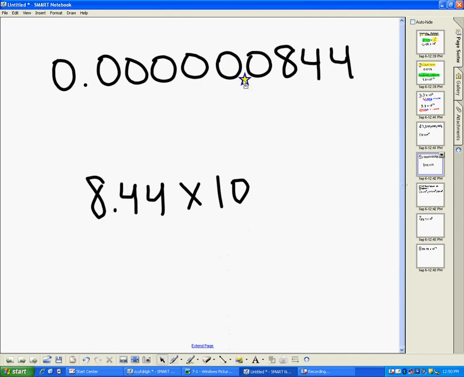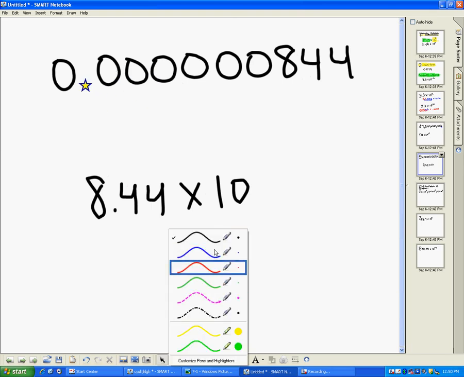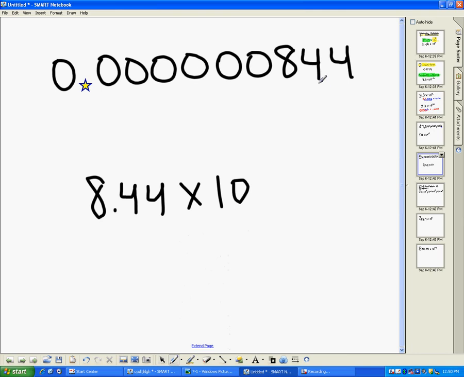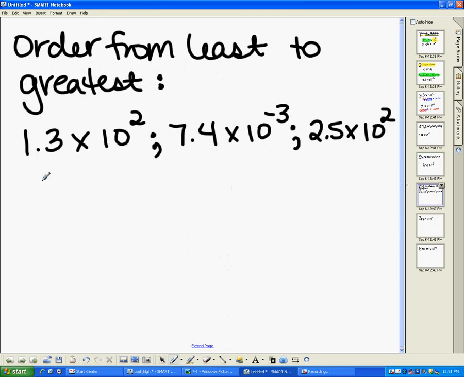1, 2, 3, 4, 5, 6, 7. I'm putting it back to where it originally was, but because I went to the left, I went from here to here, I went to the left, it's negative 7. And if you're ever not sure, just look, it's a very small number. This is a small number, so I know it's going to be a negative exponent.